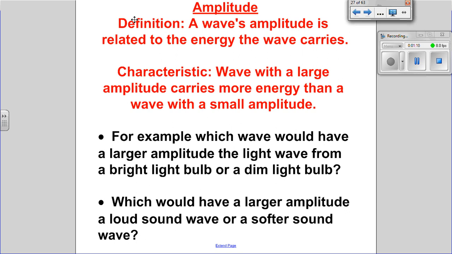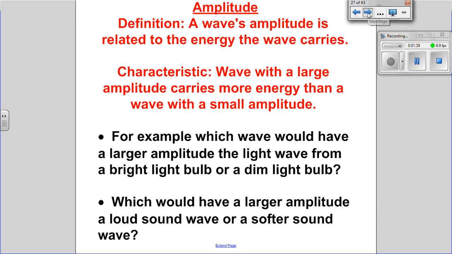If you said bright light bulb, then you are correct. This light is much brighter, so it's going to carry a whole lot more energy. Therefore, it would have a larger amplitude. Which would have a larger amplitude, a loud sound wave or a soft sound wave? If you said loud sound wave would have a larger amplitude, you are correct again. That just basically means that that wave is going to be carrying more energy.